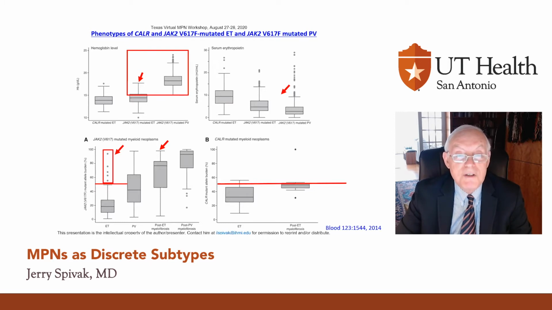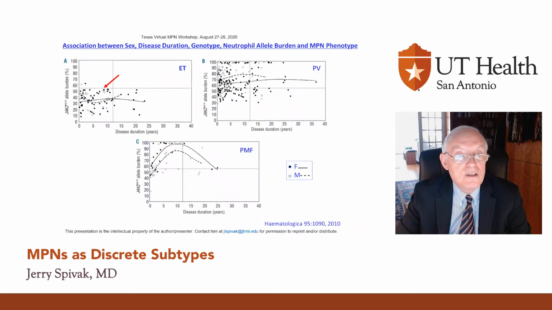It's interesting to have the same low erythropoietin levels, and the ET patients tend to overlap in hemoglobins with the PV patients. So what's going on here? Well, here's a study from our lab years ago showing disease duration, the allele burden, and just look between ET and PV, and you see a lot of difference here. ET patients don't get homozygosity, whereas PV patients eventually all do.